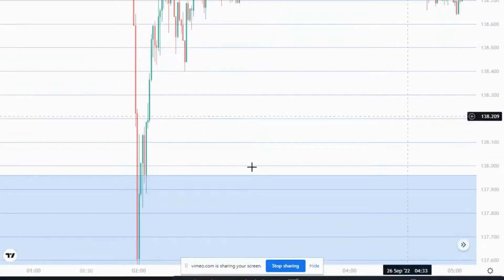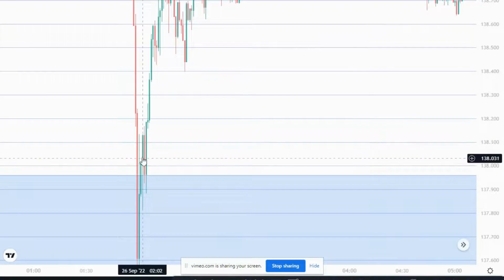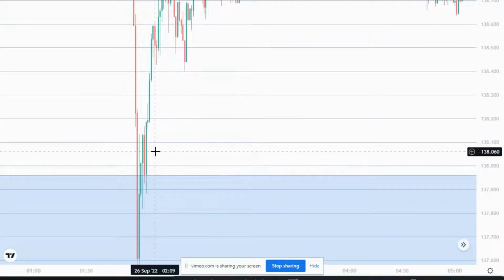All right. Hopefully, we had the demand zone right here. You can see this bullish, bearish, bullish candle. So that's actually our demand zone.